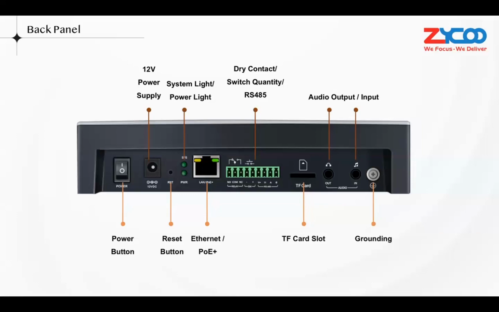And the next one is the system light and the power light. You can check the status from them. And the next one is the Ethernet and PoE interface. You can connect a network cable with it. And the next is the direct contact switch quantity and the RS485 interface. You can connect some peripheral devices with it, such as some alarm light and so on.